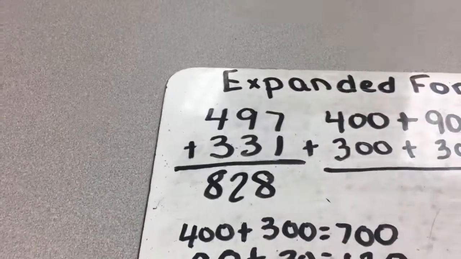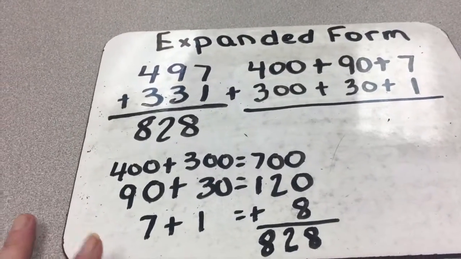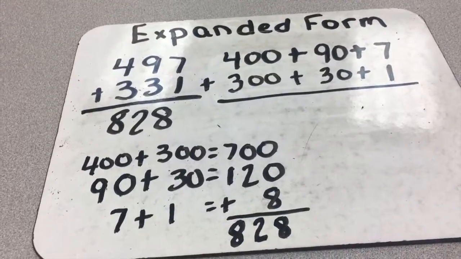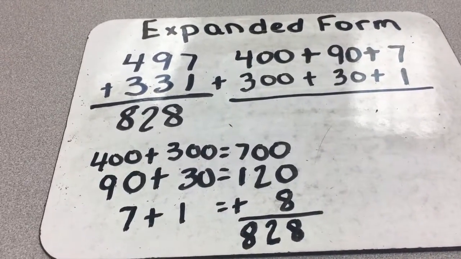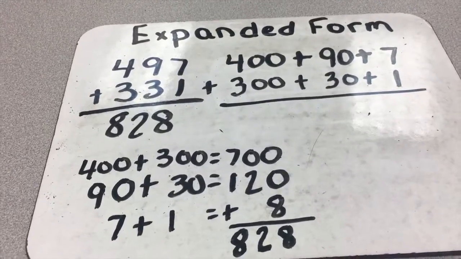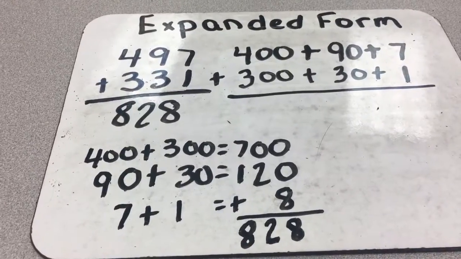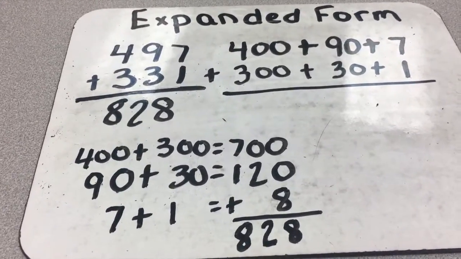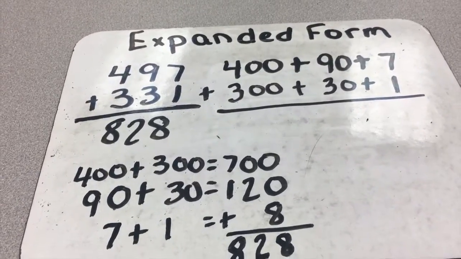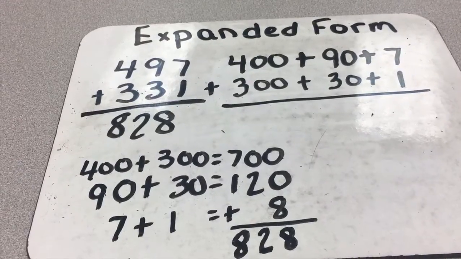Now, this form and this strategy is easier for students who are really beginning to learn how to regroup. They need to see the value of those digits. They don't really understand why numbers are moving from place to place. This breaks down each number into its place value. That's why we're actually regrouping in the standard algorithm, but this breaks that down for them and is easier for them to visualize and easier for them to see.